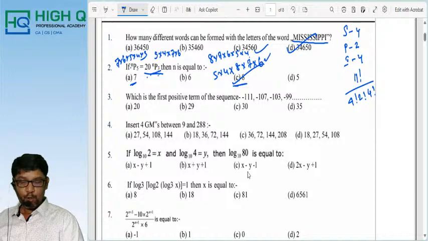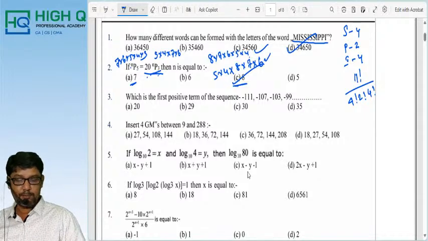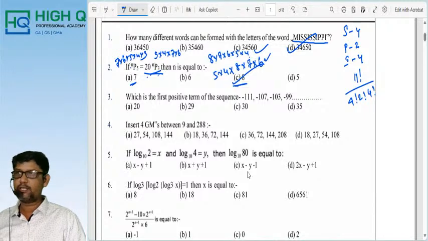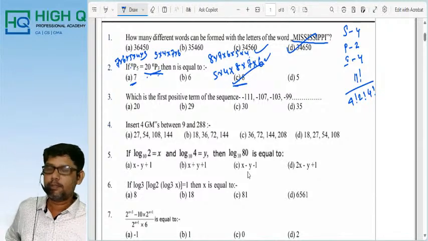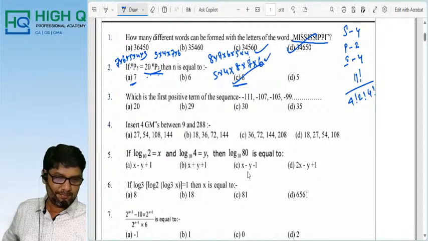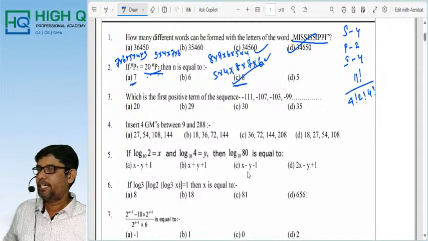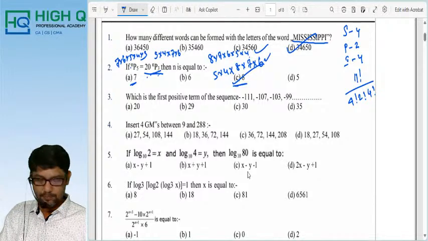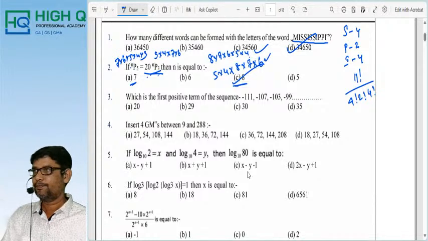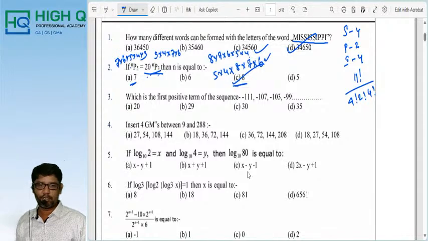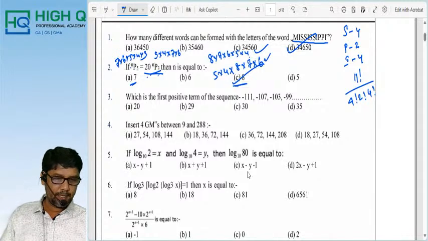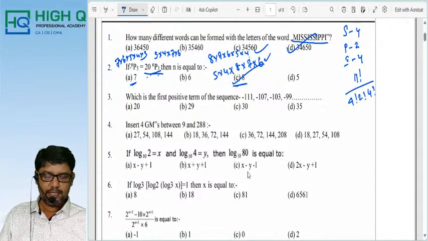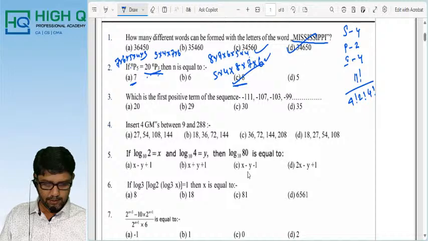Next one. Which is the first positive term of the sequence? Can you please tell me which is the first positive term of the sequence? Take some time and solve it. Let others also try. I got the answer here. Yes, Ria, tell me. Guys, 30 seconds. 35. Wrong.